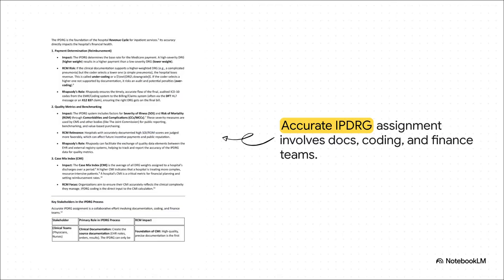And honestly, that perfectly illustrates why step 4 doesn't just happen in a vacuum. Accurate IPDRG assignment is, by its very nature, a deeply collaborative effort. It all starts on the floor with the clinical teams, the physicians and nurses who are creating the source documentation. Coders can't just guess. They can only assign codes based on what the clinicians actually write down. Then the coding team reviews those notes to assign the codes and select the final IPDRG.